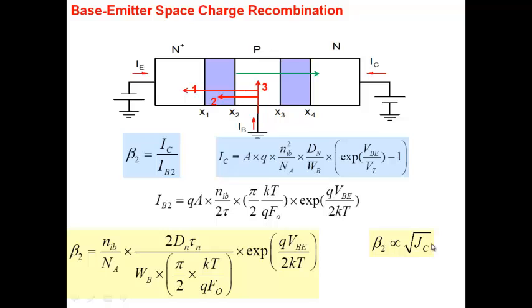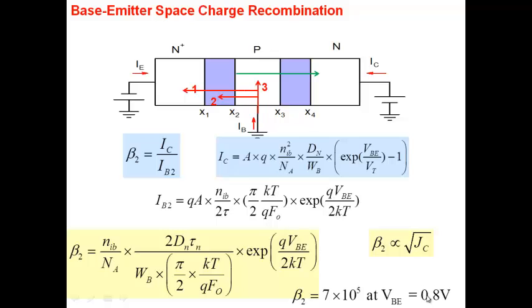So at low currents, you will find beta 2 can become very small, while at higher currents, beta 2 will be very large and maybe negligible. So this is pointing out that space charge recombination will become dominant at lower currents and can cause problems for us. Okay. All right.